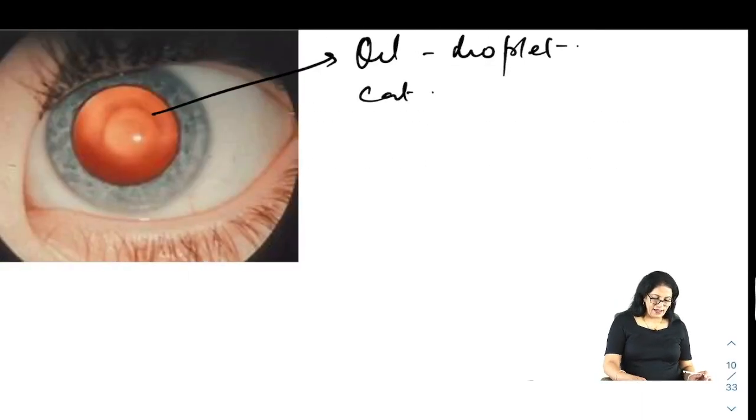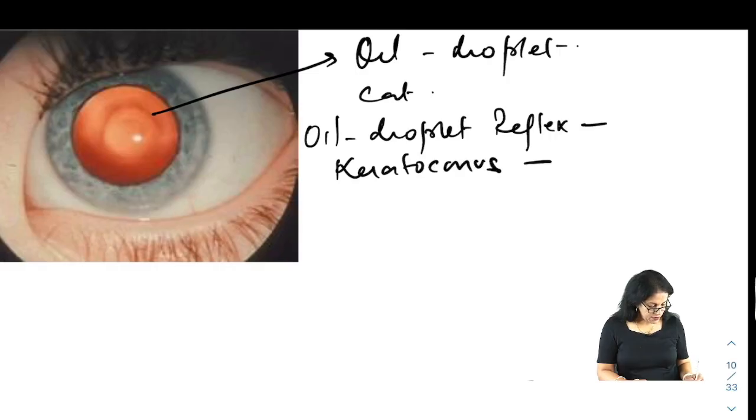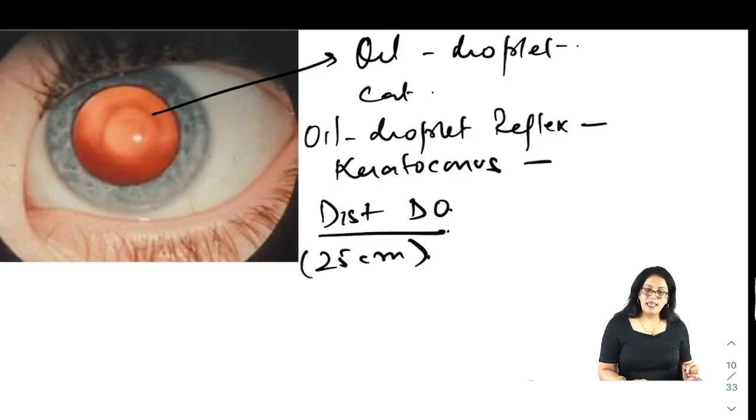Okay. What are the other oils that you have studied with me? I think in my channel also I have discussed this again and again. So besides oil droplet cataract, we also know oil droplet reflex, which looks almost like this. But yes, oil droplet reflex, when I'm talking about keratoconus, how do you see that? You don't see it on the slit lamp. We are talking about distant direct ophthalmoscopy. So in distant direct ophthalmoscopy, which is done at 25 centimeters, this is again asked in the exam, what you see is this type of oil droplet reflex.